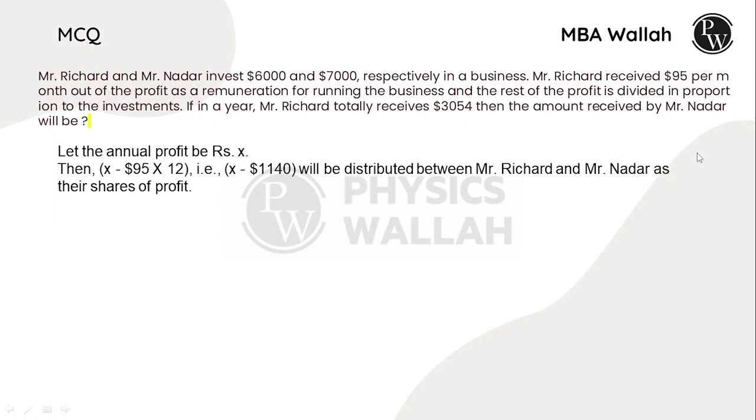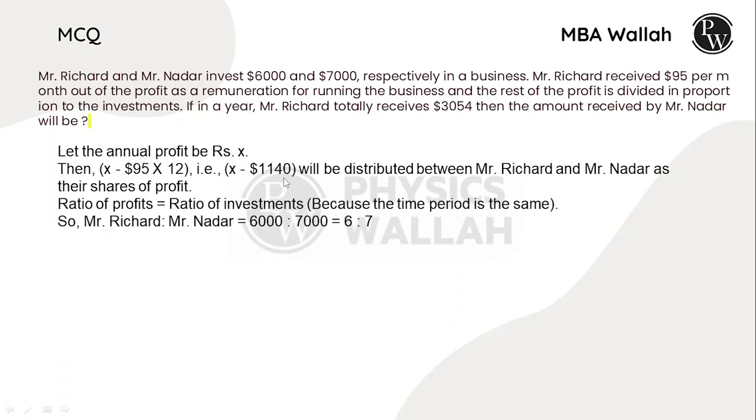Richard and Mr. Nadar will be the annual profit minus the remuneration for Mr. Richard in a year, which is X minus $95 into 12 months, since we are calculating it for a year and Mr. Richard is receiving $95 per month. So for a year it will be $95 into 12 or $1,140. So the remaining profit which will be shared between Mr. Richard and Mr. Nadar will be X minus $1,140, where X is the annual profit.